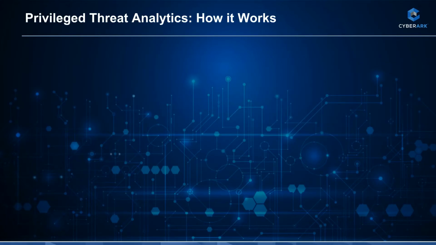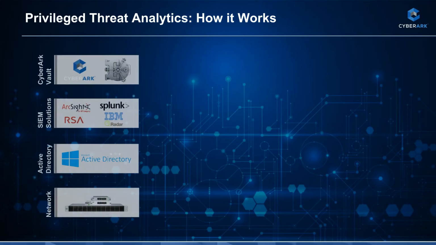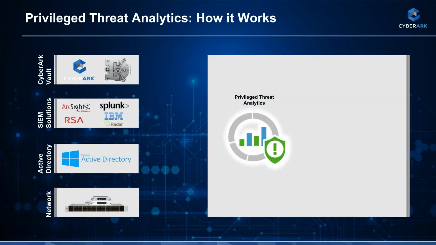All right, so how it works. So we talked earlier about how CyberArk's privileged threat analytics can accept data feeds from various locations within the environment. Now, you do not have to have all of these enabled. In fact, you could just have one of them enabled and still get valuable information from PTA. But on the left-hand side are all of the different places that PTA can accept data from.